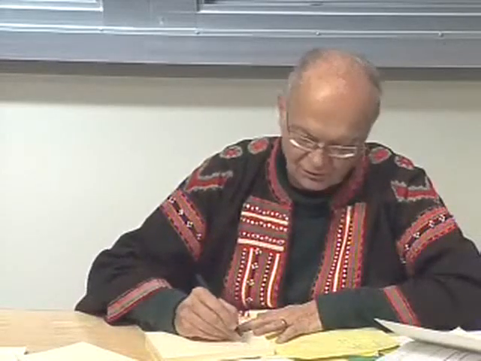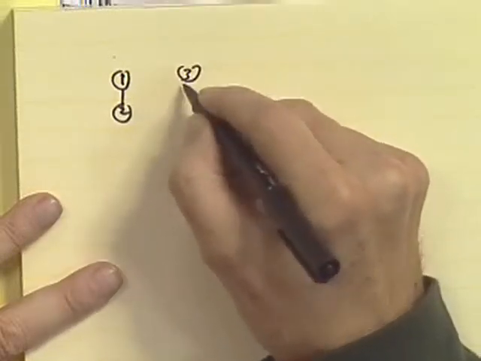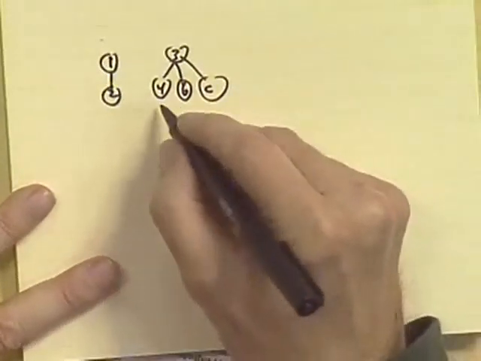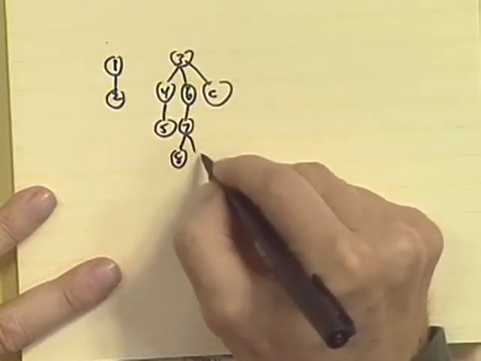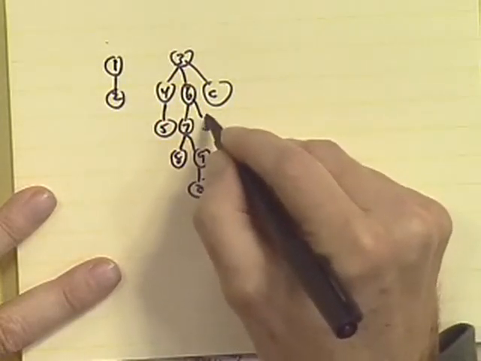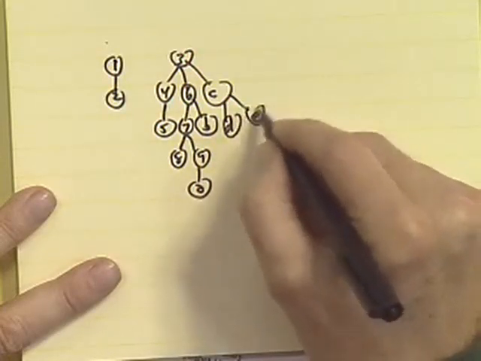Let's see. Let me draw that tree. Let me draw that forest. It has 15 nodes, so it doesn't take me too long to draw it. 3, 4, 6. I'll use hexadecimal notation here. 5, 6, 7. 8, 9, A, B is here. With hexadecimal, you've got to watch out. The 6 and B look the same, but that's too bad. D, E, F. So this is the original forest.